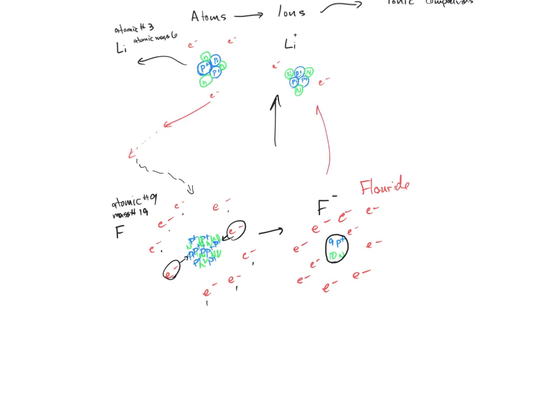Looking up here, lithium has just become lithium. When an atom becomes a positive ion, we don't change its name. We'll get into that later. But now we have a positive ion up here, which is called a cation. We have a negative ion called an anion, and that's how they form.